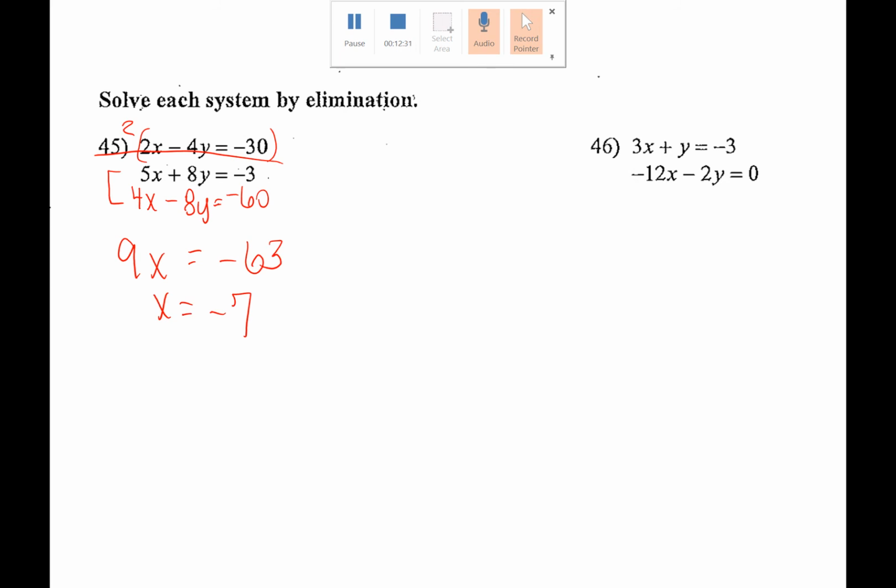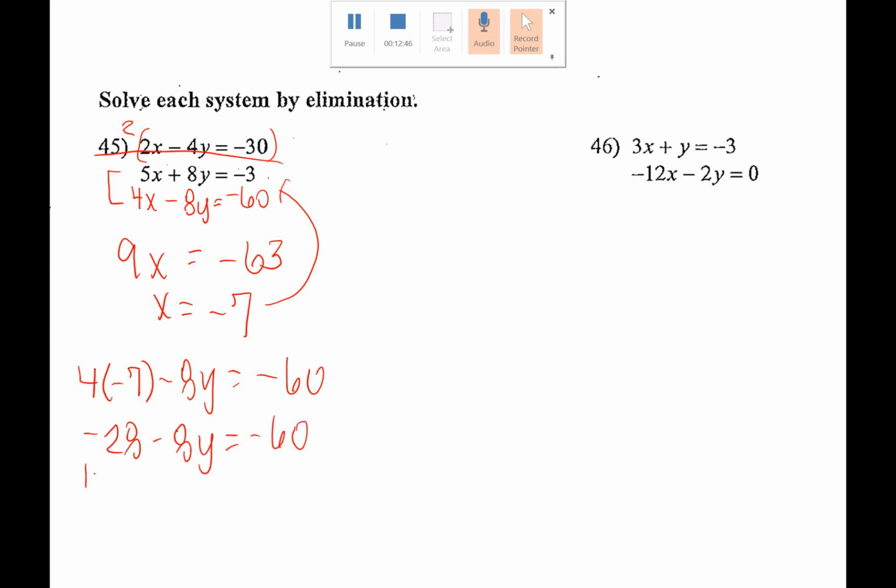And then I'll plug that back in to maybe this one right here. So 4 times negative 7 minus 8y is equal to negative 60. That's going to be negative 28 minus 8y equals negative 60. Add 28 to both sides, which is just really subtracting 28 from 60. So I get negative 8y is equal to negative 32, which means y is equal to positive 4. So 45 is negative 7 comma 4.